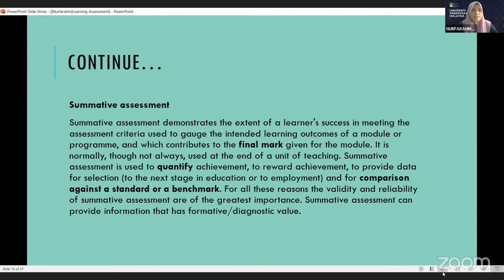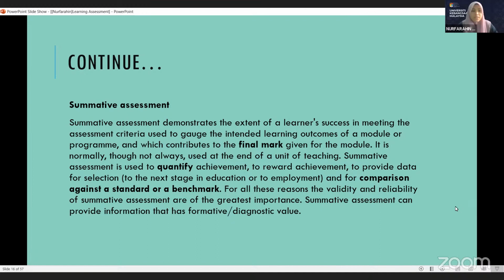The second type of assessment is summative assessment. A summative assessment demonstrates the extent of a learner's success in meeting the assessment criteria in accordance with the intended learning outcomes, and it contributes to the final mark given for each student. Okay, it is normally used at the end of a unit of teaching, and summative assessment is used to quantify achievement. Okay, it gives labels, it gives symbols, to reward achievement, to provide data for selection, and for comparison against the standard or benchmark.